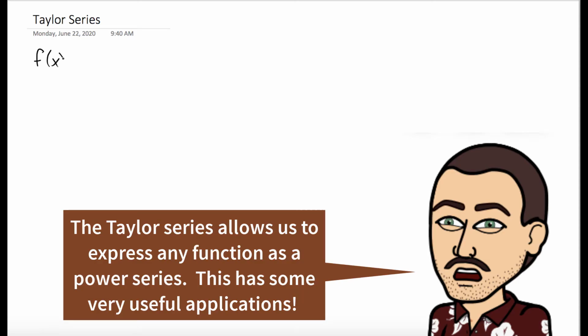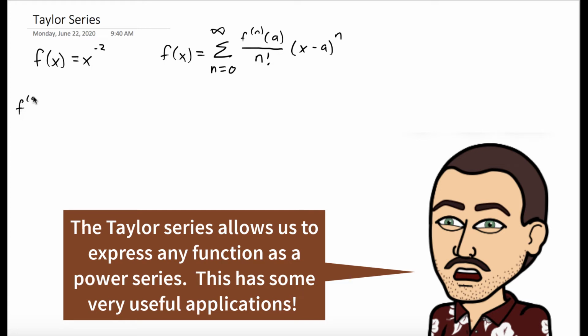So we want to find the Taylor series for the function f of x equals x to the negative 2 centered at a equals 1. And the formula to find a Taylor series is we want to write f of x as the sum from n equals 0 to infinity of the nth derivative of the function evaluated at a over n factorial times x minus a to the n. This is true for any Taylor series question.